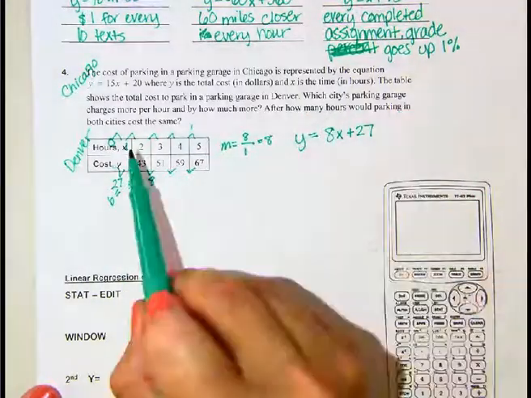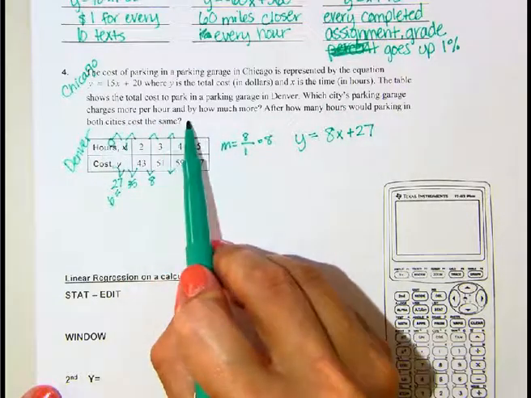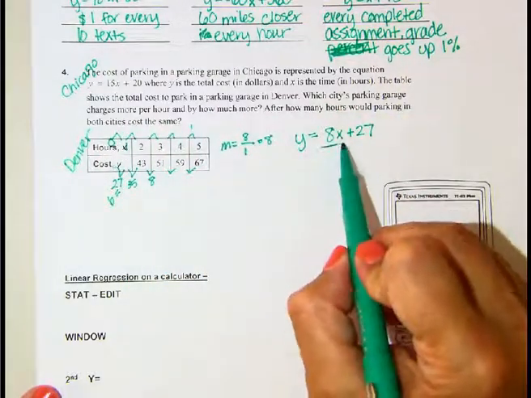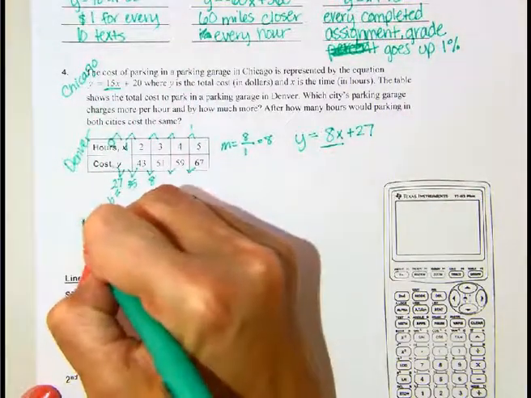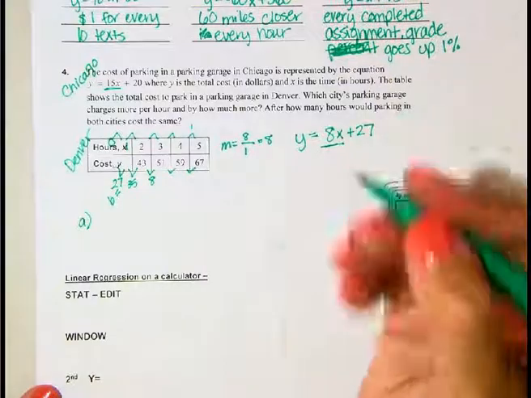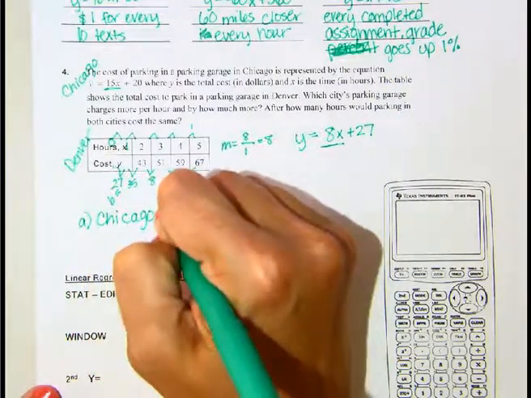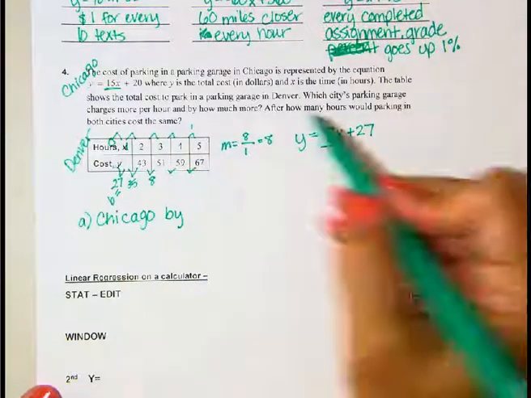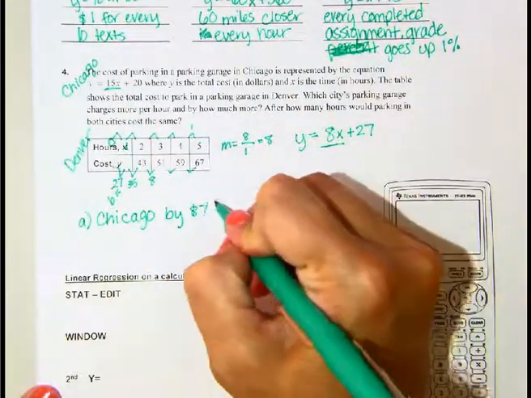In this first question, which city's parking garage charges more per hour? Well, this one charges 8 per hour, and this one charges 15. So I'm just going to call this part A. It's going to be Chicago. By how much? Well, this is 8, and that's $7 more. So by $7 per hour more.